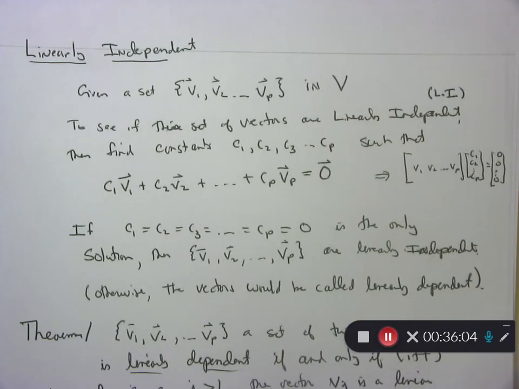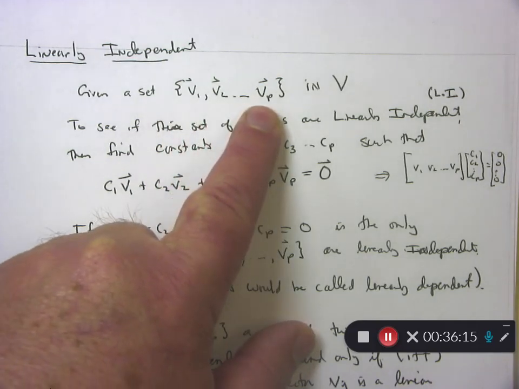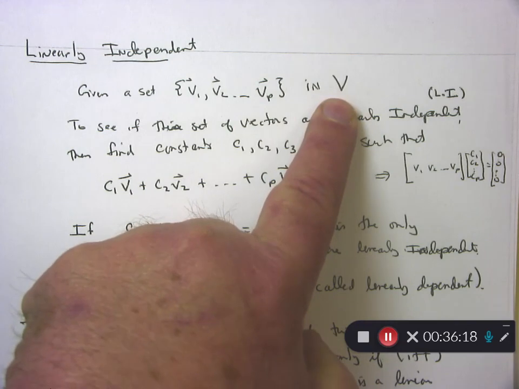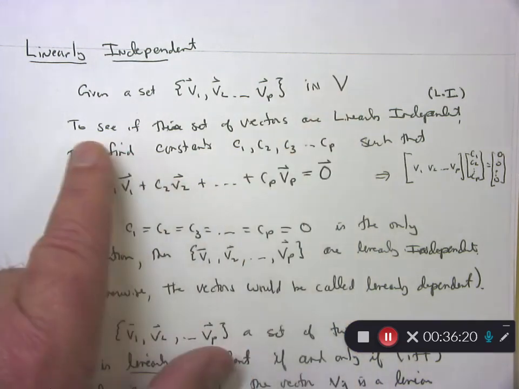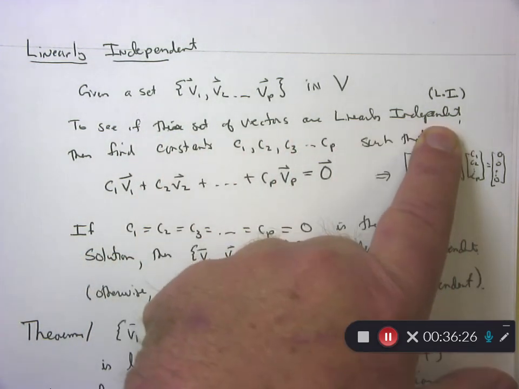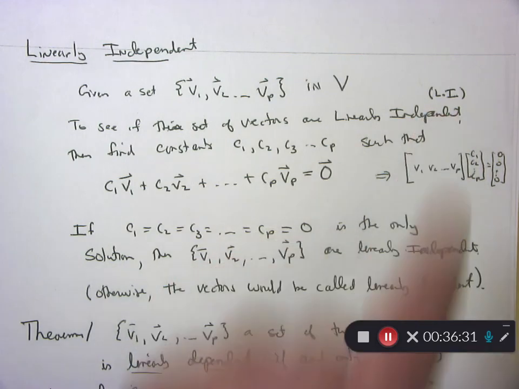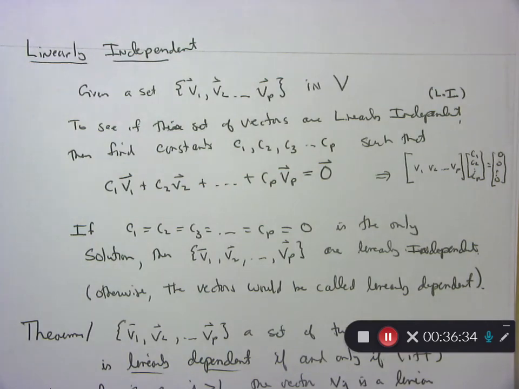Linearly independent. Given a set of vectors V1, V2, ..., VP, these are vectors in vector space V. To see if this is a set of vectors that are linearly independent, and we're math people, so I have to abbreviate it, go ahead and introduce my code here: L.I., linearly independent. The other term, if they're not linearly independent, is linearly dependent, L.D. We're math people, don't think too deep on this.